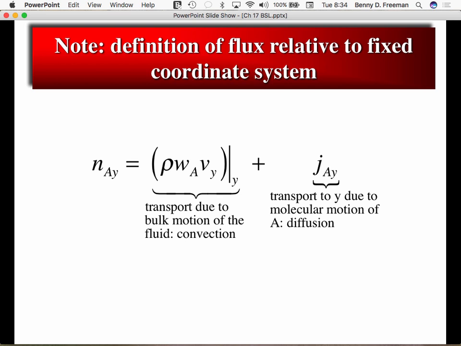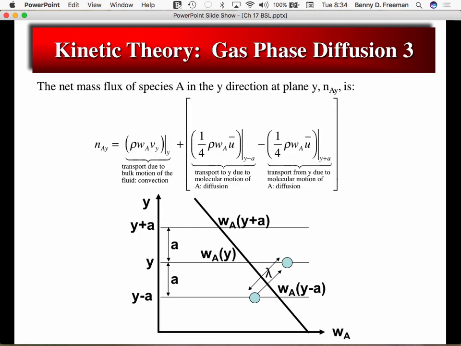And then this is the portion we'll be interested in from kinetic theory. That's the part of the transport that's above and beyond convective motion. That's just due to the presence of the concentration gradient and the molecular diffusion of the species among one another. We can write the transport of component A in Y due to molecular motion of A, essentially taking the concentration, how many molecules of A per unit volume there are, times their speed.